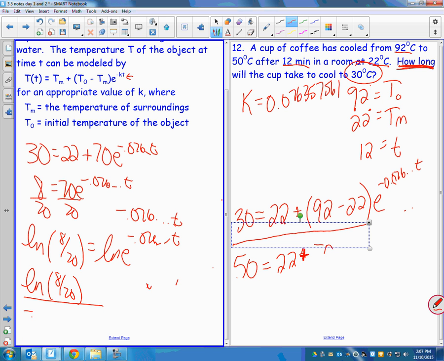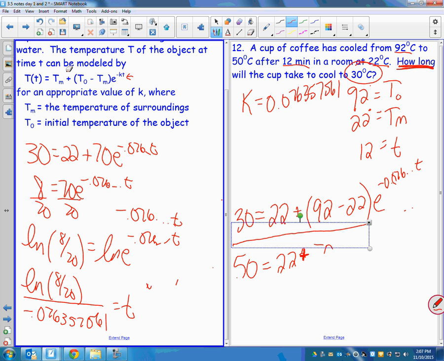0.076357561, and that should give me my time, if I did that correctly. And again, 8 divided by 70, you don't have to simplify 8 divided by 70. You could, but you don't have to.